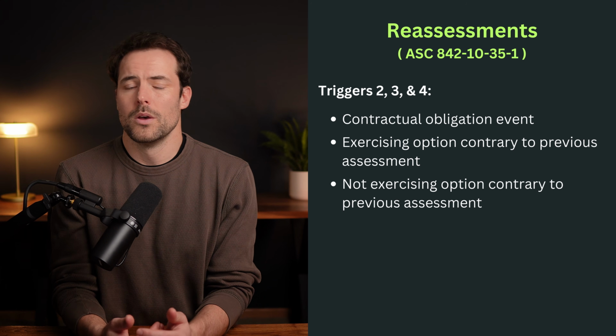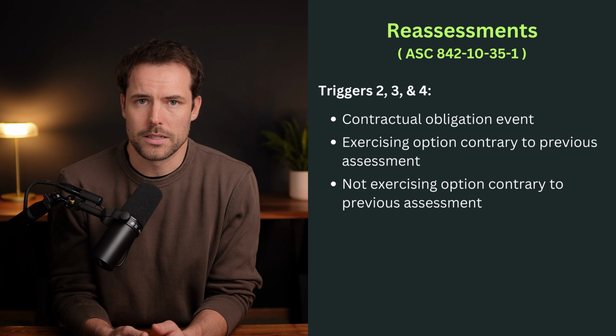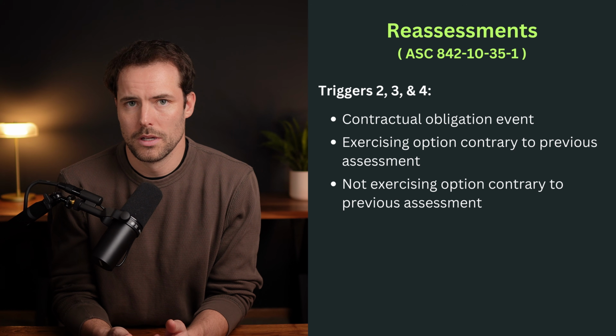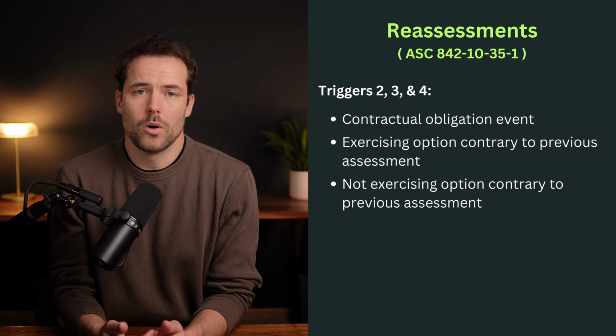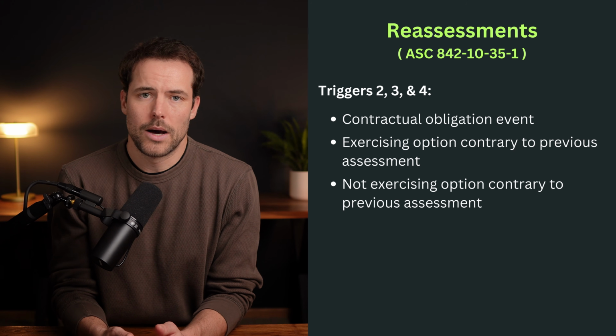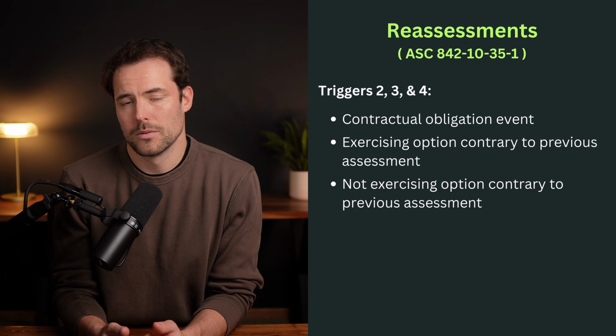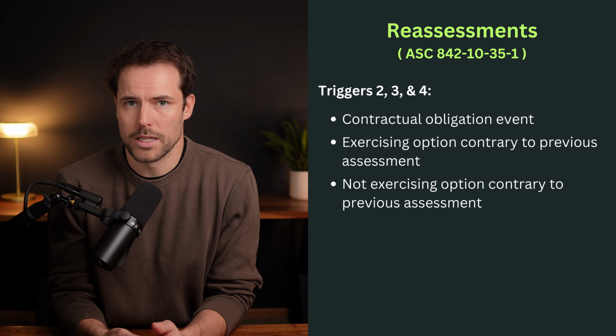For example, we may have initially concluded we were not reasonably certain to exercise a renewal option, but then we notify the landlord that we will renew. Or we may have been reasonably certain to renew at commencement, but allow the renewal deadline to pass without renewal. Those situations clearly require a reassessment of the lease term.